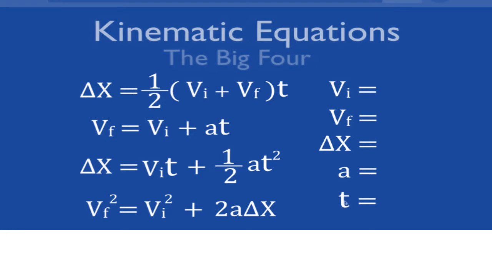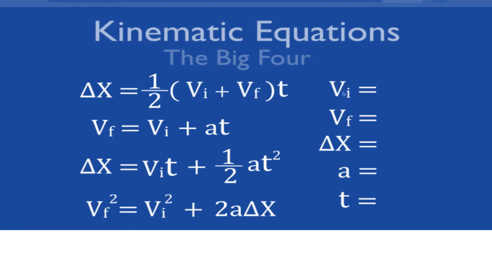Now, in typical problems for kinematic equations, you will be given three of these variables and asked to solve for the fourth. You should notice that each of these equations has four variables in them. So if you are given three and asked to solve for the fourth, you can use one of these equations. For example, this first equation has the change in position, the initial velocity, the final velocity, and the time. So if you are given three of these things, you can solve for the fourth. That is the way the equations work.